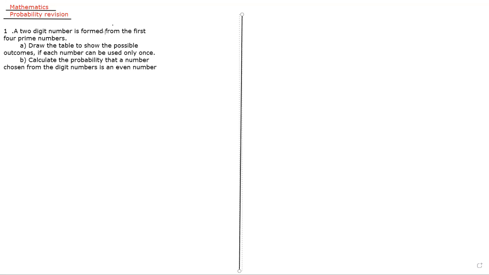A two-digit number is formed from the first 4 prime numbers. Draw the table to show the possible outcomes. So here we have the word prime numbers. Prime numbers simply means the numbers that are having 2 factors.